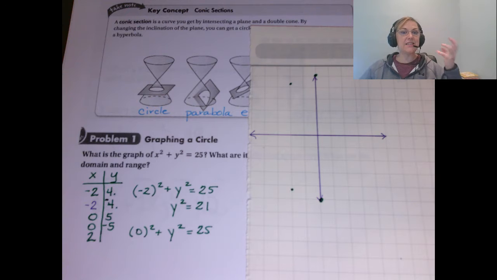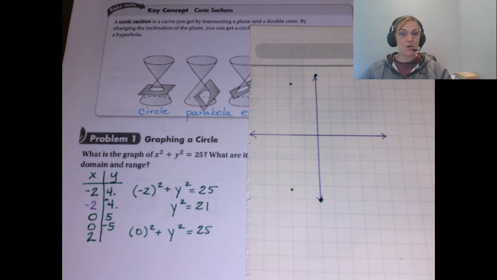You're getting this curve that's not a function. We haven't had that before, right? Up until now, everything you've been asked to graph is a function. So when you put in an x, you got a single y. And that's different for conic sections.